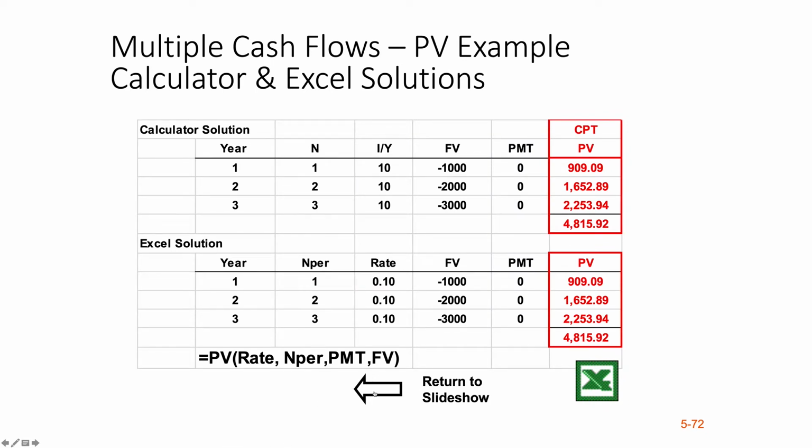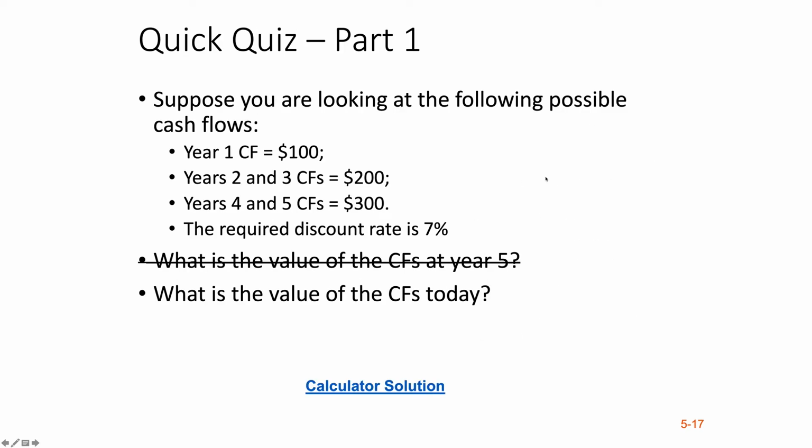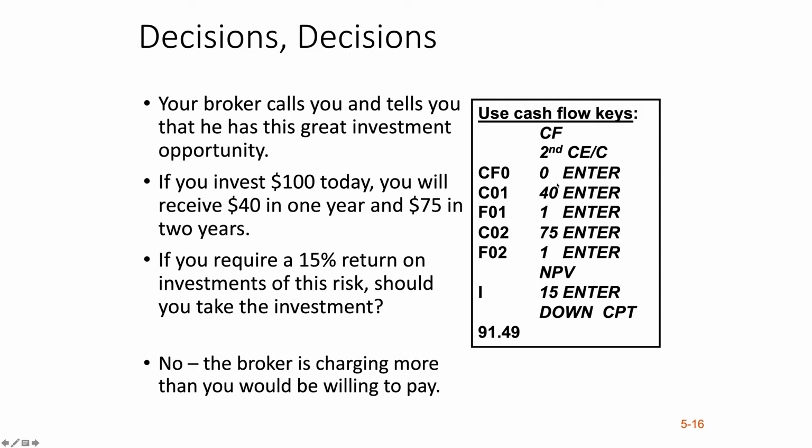Now let's look at using your CF key, the cash flow keys. Punch the CF key. Second, clear memory. In CF0, you enter 0. Downward key. C01, first cash flow, you enter 40. Enter means register. Downward key. Frequency 1, downward key again.